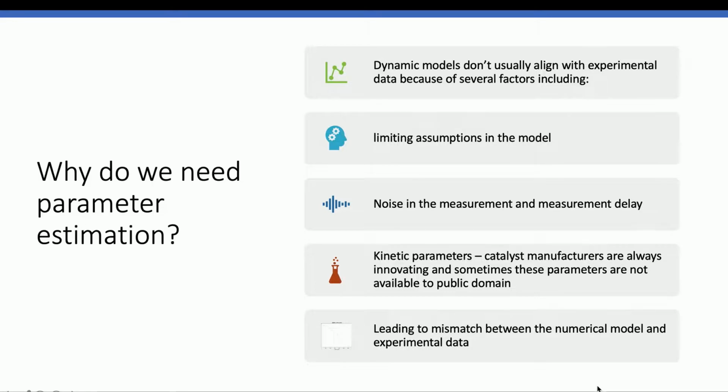So why do we need parameter estimation? Dynamic models don't usually align with experimental data because of several factors, including limiting assumptions in the model, noise in the measurement and measurement delay. And if we're considering kinetic parameters, catalyst manufacturers are always innovating, and sometimes these parameters are not available in the public domain. Although this is not an exhaustive list, these factors lead to a mismatch between the numerical model and experimental data.